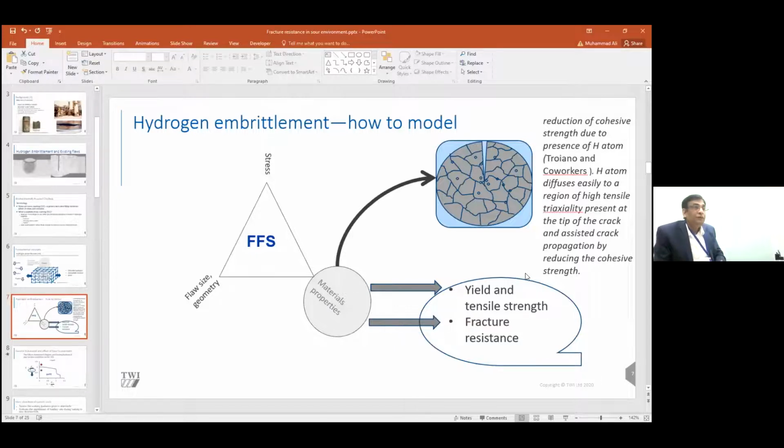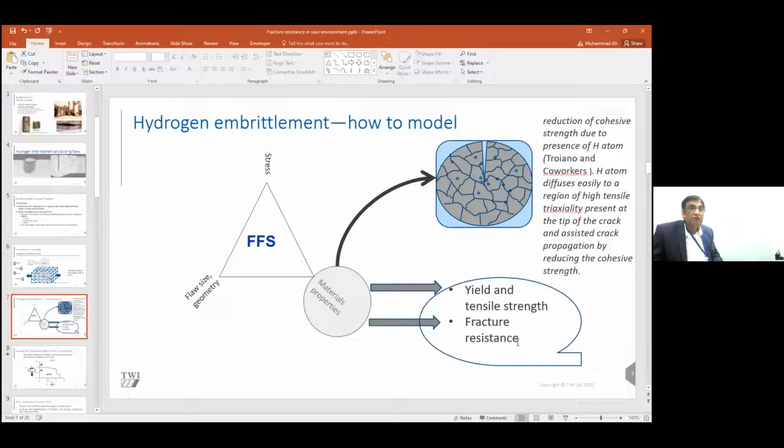In a more sophisticated way, when we carry out engineering critical assessment of structures, we come across three elements which are necessary to evaluate the safety of the structure under static stresses. Apart from applied stress and flaw size and geometry of the component, the third important parameter is material properties, which is composed of yield strength and fracture resistance. And both of them can be compromised in the presence of diffusible hydrogen.